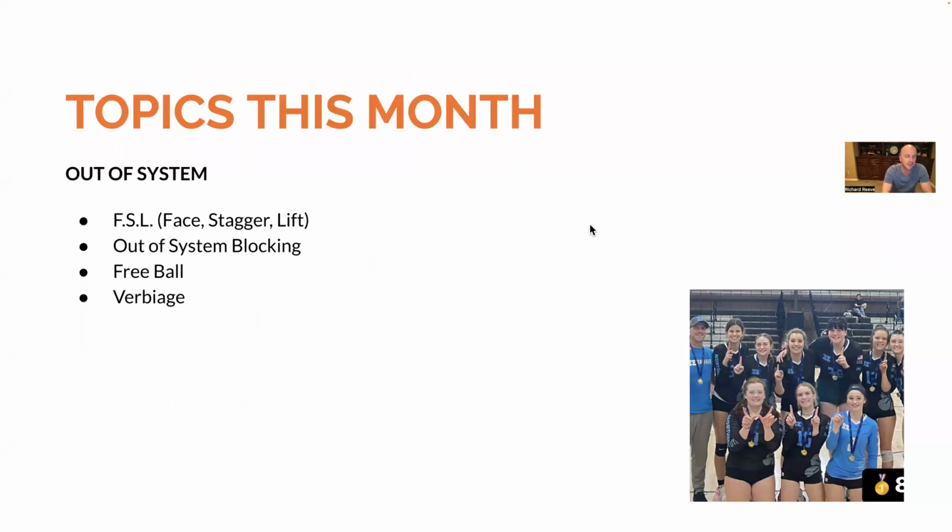So the topics this month, we're going to talk about out of system volleyball. We're going to go over four things: face stagger lift, or what we call in the club fizzle. We're also going to talk about out of system blocking. We're going to review free balls. We did this back in December. And we're just talking about verbiage, things that we say when out of system happens on the court.